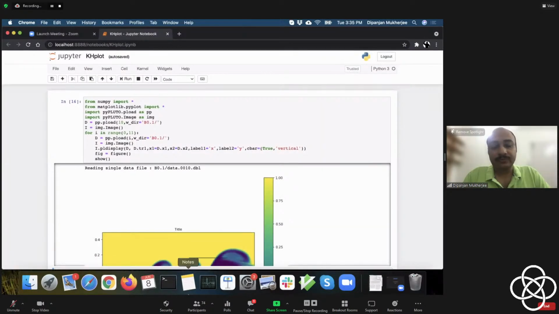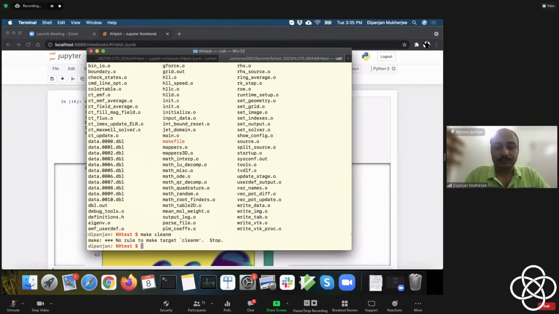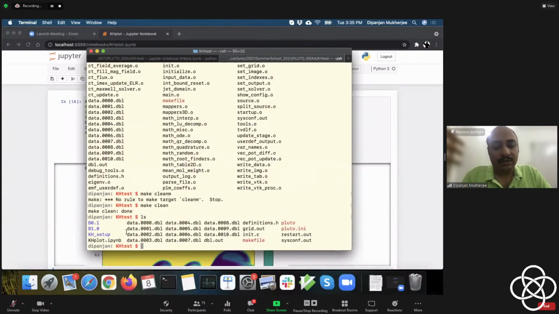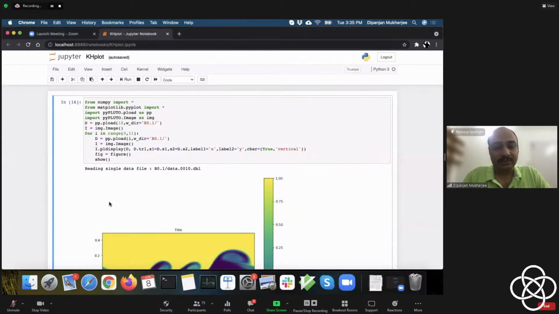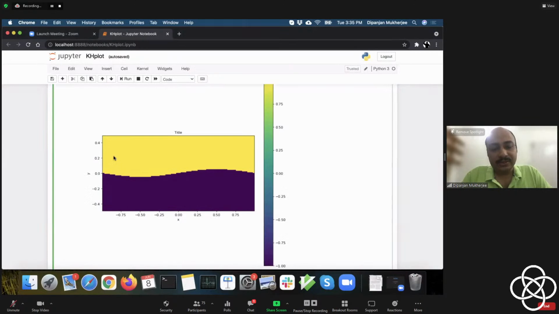For example, okay, let me. Okay, so I had already run two different setups. So this is the Kelvin-Helmholtz instability that I have run. And I've run them for two different magnetic fields. And I've already loaded the results because of lack of time. So this is how it looks. Okay. So this is the simulation that I ran in front of you right now, and for two different magnetic fields.